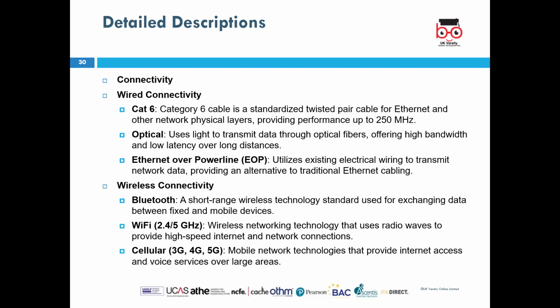Wireless connectivity, which we find everywhere nowadays. Examples are Bluetooth, which allows us to share information within a short range of distance. Wi-Fi, which could be provided for a local area or could be spread across different buildings. And we have cellular connectivity, which is available on our mobile devices and allows us to access the internet.